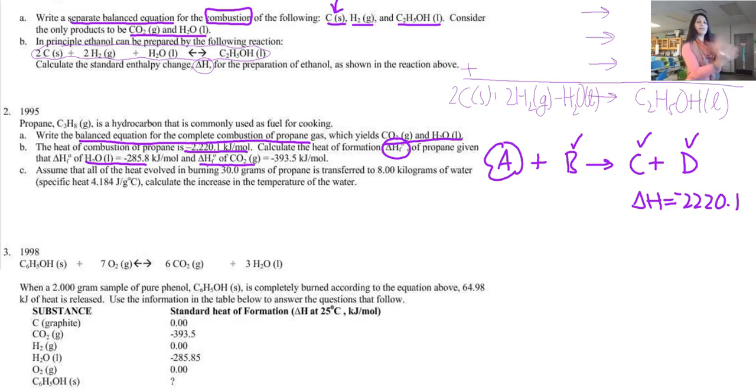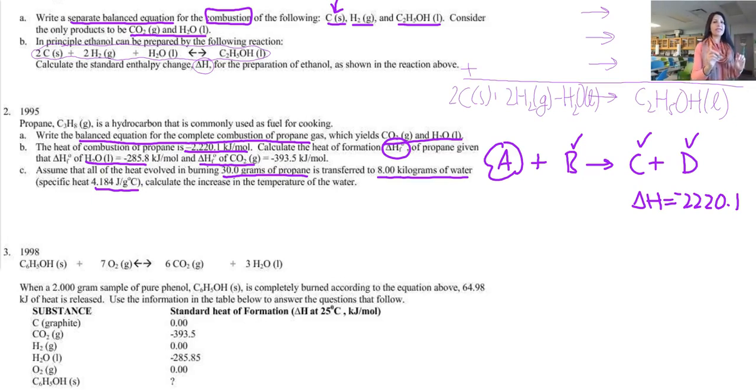Then, again, a little bit of something weird here. It says, assume that all the heat evolved in burning 30 grams of propane is transferred to 8 kilograms of water. And then they're giving us the specific heat. And it says, calculate the increase in the temperature of the water. Okay, obviously, it looks like they want us to use MCAT, okay, which is great. It's awesome to use MCAT, okay?